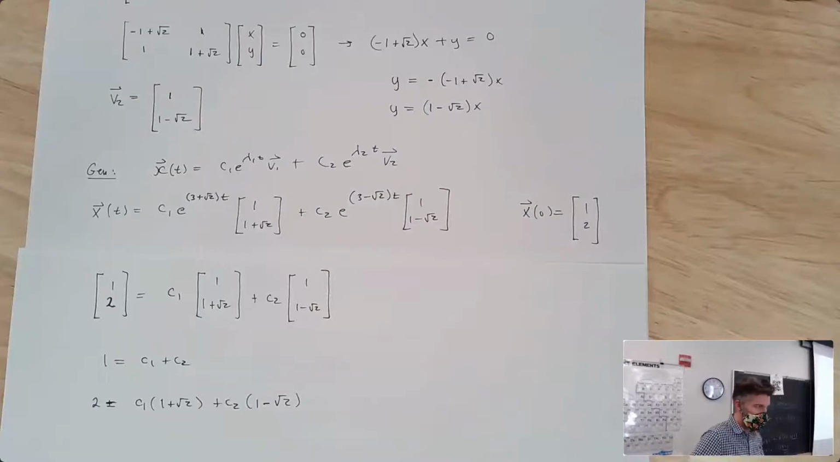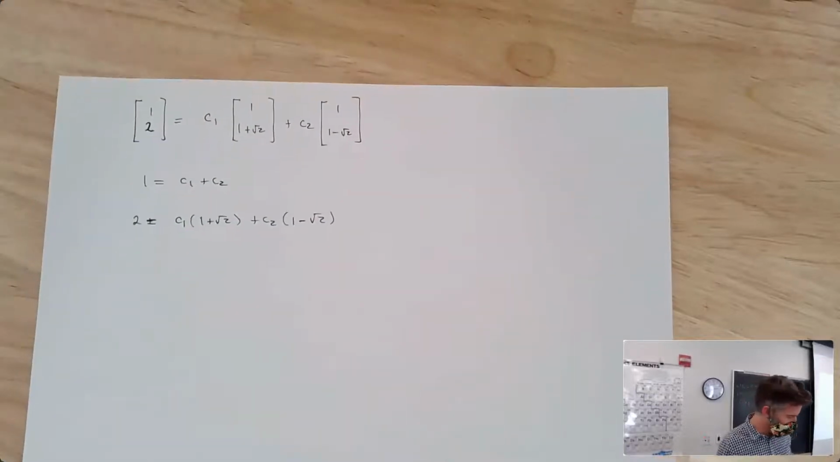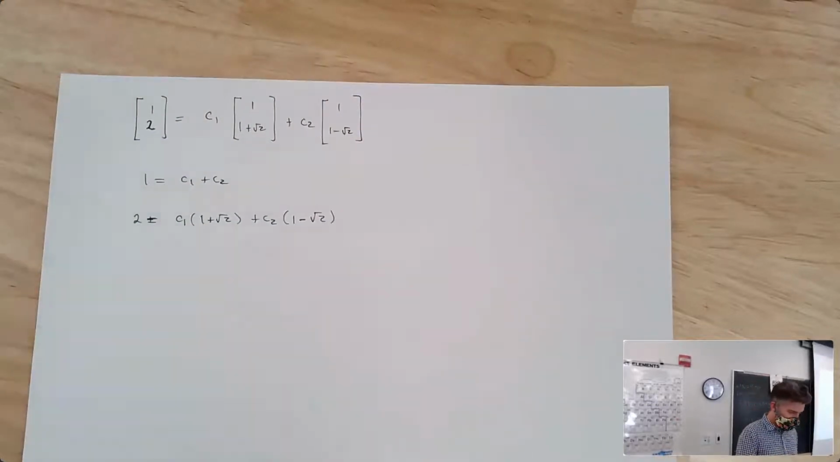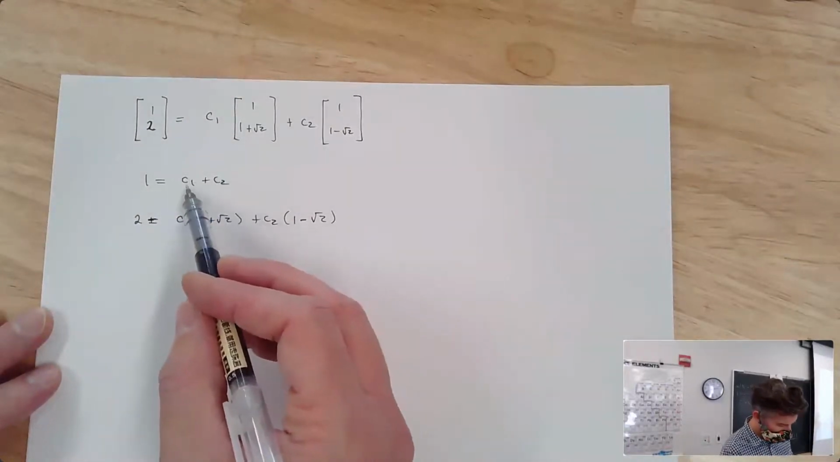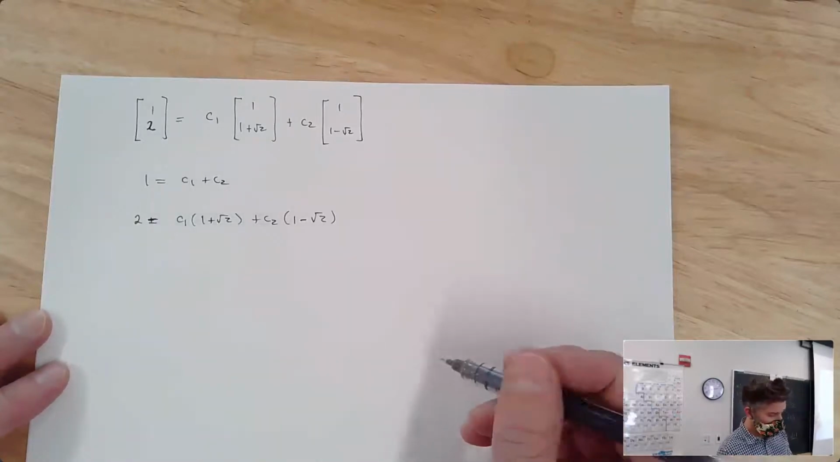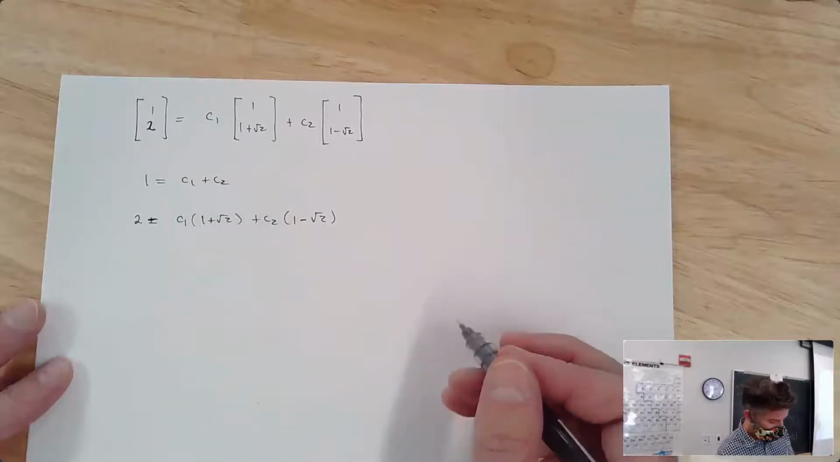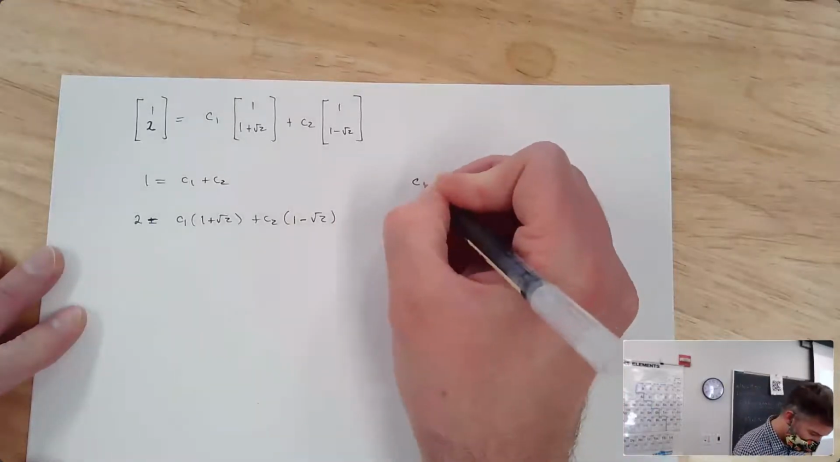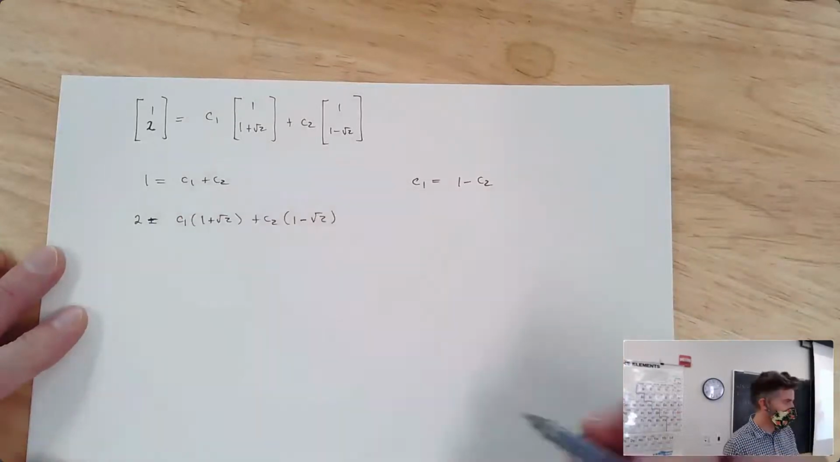That looks not fun. Can we solve this? We should be able to solve this. It's just going to be not nice. So a couple ways you could do this. One way would be to isolate one of these variables here and plug it into the other equation. And that's probably what I would do here. So I would say c1 equals 1 minus c2, and then plug that in there.